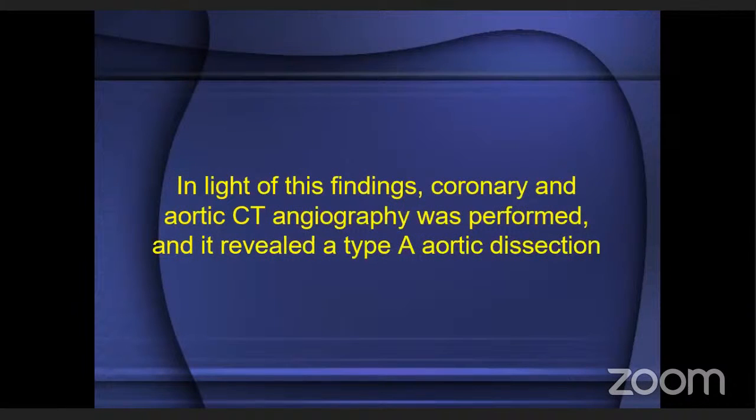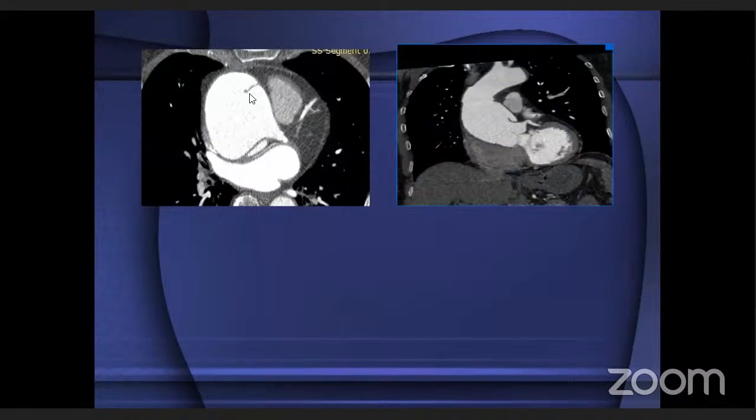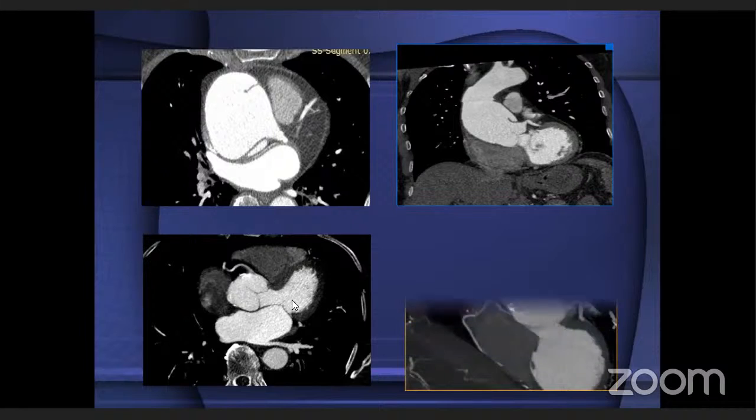In the light of this finding, coronary and aortic CT angiography was performed, and it reveals type A aortic dissection. In this image, we can see that the left main origin is free, not involved in the dissection. Here in the coronal section, the dissection flap is just above the left main origin. Here for the right coronary ostia, it is free also.